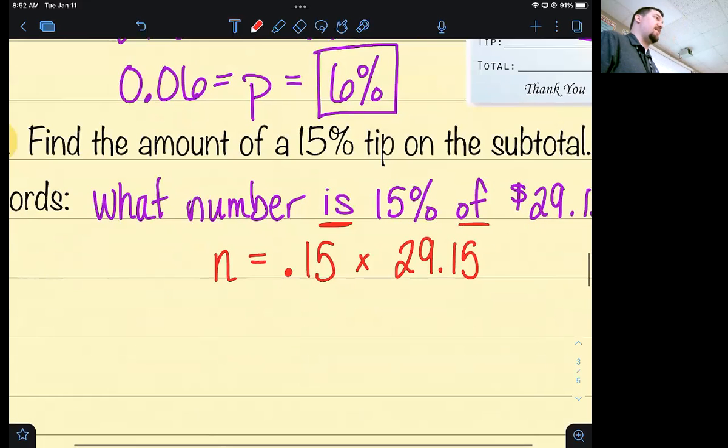You'll notice n's already by itself, so I don't need to divide anything. Just tell me what 0.15 times 29.15 is. Addison, why don't you tell me that? You have a question? I need 0.15 times 29.15.